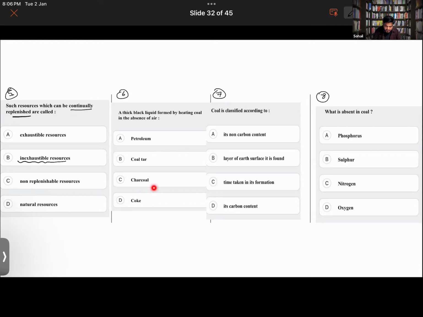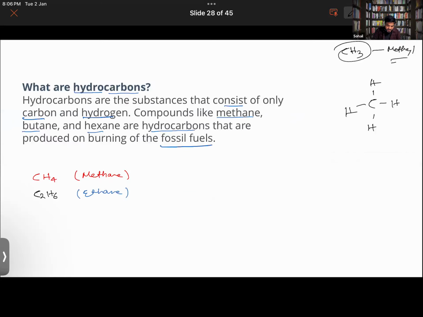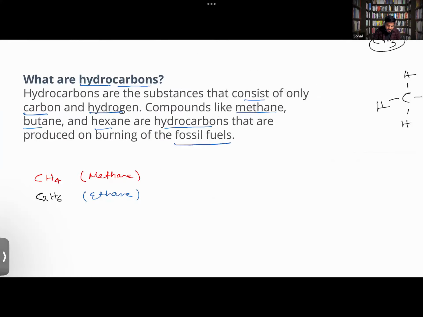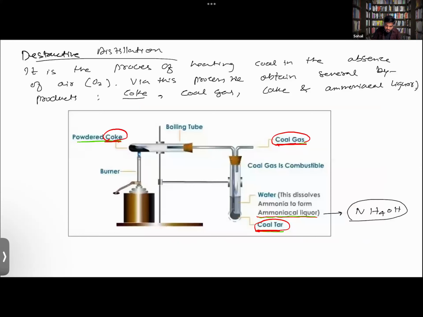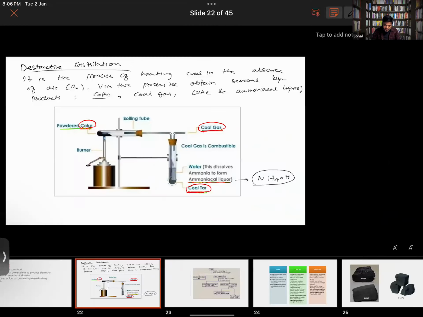Then a thick black liquid, formed by heating coal in the absence of air. So coal को हमने क्या किया? We have heated it in the absence of air. हमें directly अभी coal tar नहीं मिला है. Then from this coal gas is coming out. Then coal gas was made to pass through the water and then coal tar was obtained. But initially हमने coal को absence of air में heat किया था. So coal tar is the correct option.